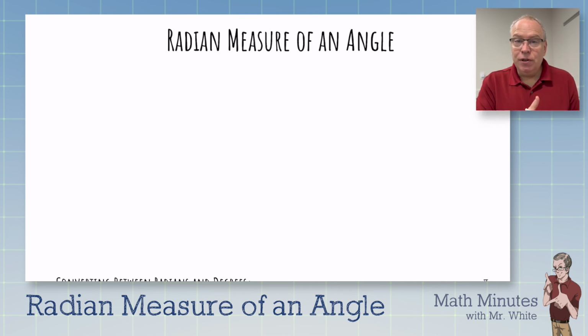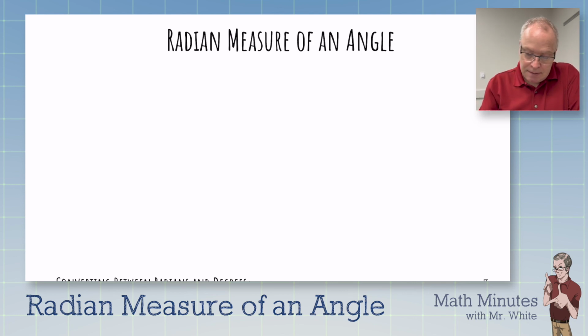Well, there's actually another type of unit called a radian, much like you have inches and feet in the standard system, and then you have meters and centimeters in the metric system. They're just different systems, but they measure the same thing, just with different units. Well, a radian is actually just a unit of measure of an angle.